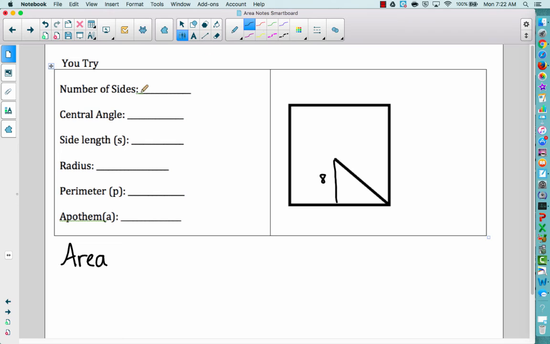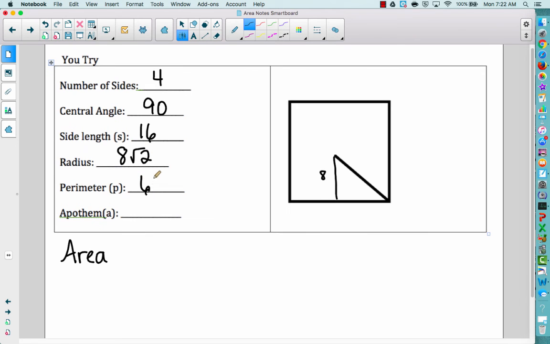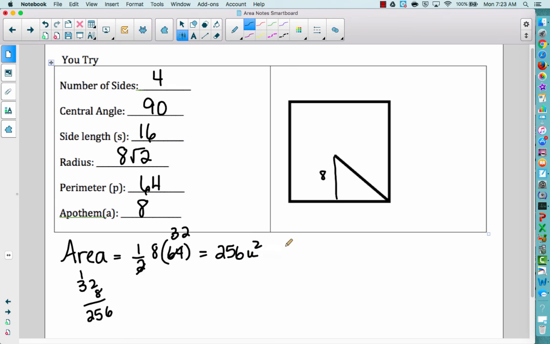Okay, so if you did that, you would have had number of sides 4, central angle of 90. You would have gotten a side length of 16, a radius of 8 root 2, a perimeter of 64, an apothem of 8, and the area would have been 1/2 8 times 64. I would have simplified 2 into 64 32 times, and then 32 times 8 is 256 units squared.